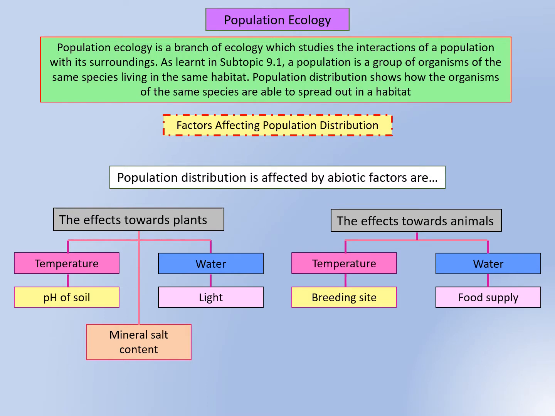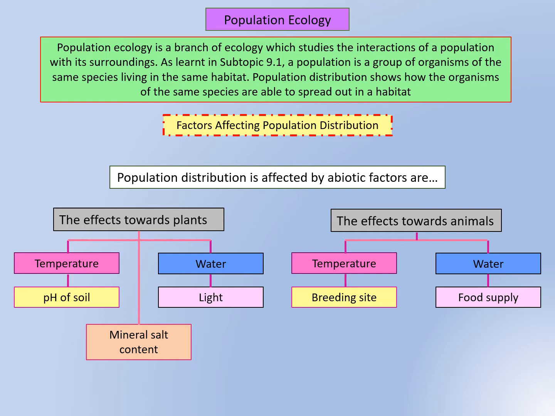Population ecology. Population ecology is a branch of ecology which studies the interactions of populations with their surroundings. In the previous lesson, in subtopic 9.1, we learned about population. A population is a group of organisms of the same species living in the same habitat. Population distribution shows how the organisms of the same species spread out in a habitat.